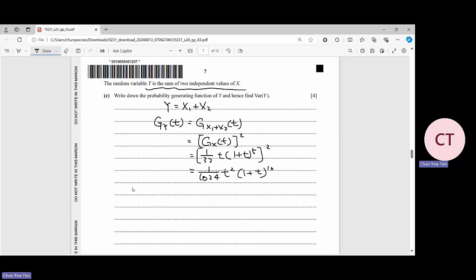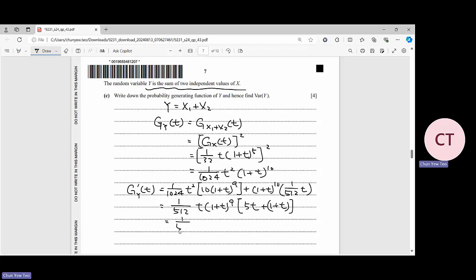So now to find the variance of Y, we will need to differentiate G_Y. Okay, so over here, first derivative. First order, you just keep the left, differentiate the right, plus keep the right, differentiate the left. So over here, we can factorize it out. Take the t and (1 plus t) to the power of 9. If we take it out, then you can have this as 5t plus the (1 plus t).